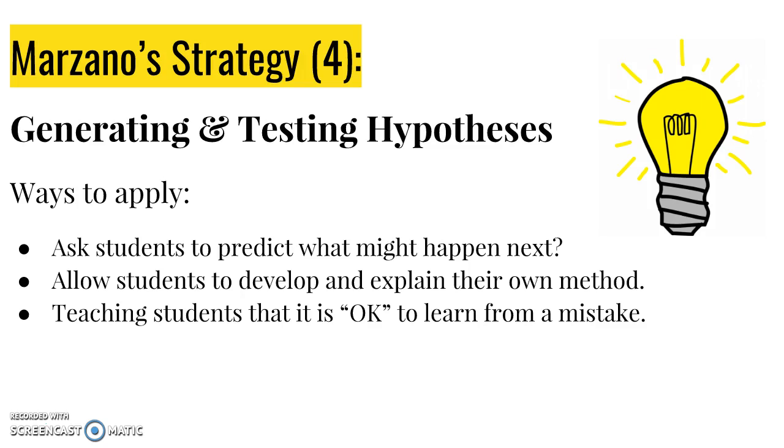In all of these strategies, obviously being able to teach students that it's okay to learn from a mistake is important. I always try to tell my students, especially in science class, that if you tried something on an experiment and it didn't work or something went wrong, it's okay to be wrong. Most people end up learning from their mistakes, or at least for the most part I do, and I know other teachers and students do as well.